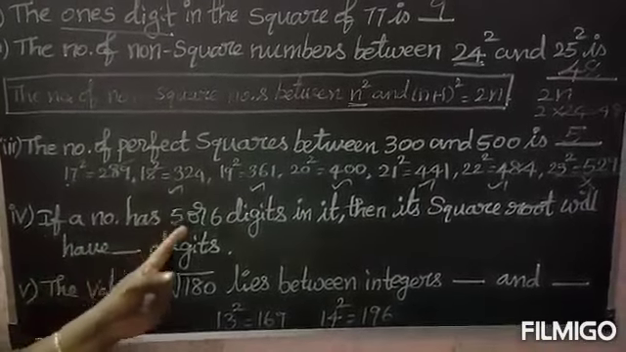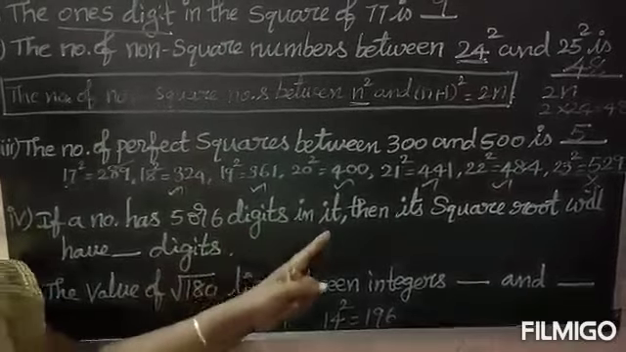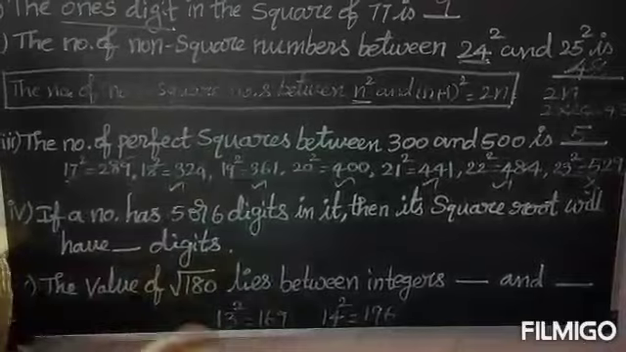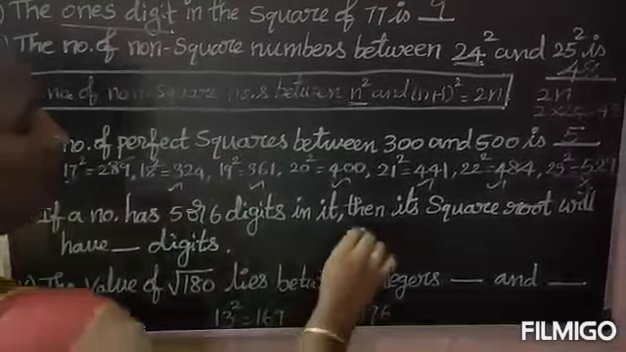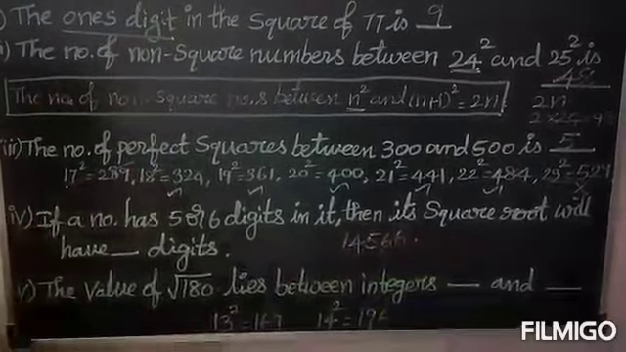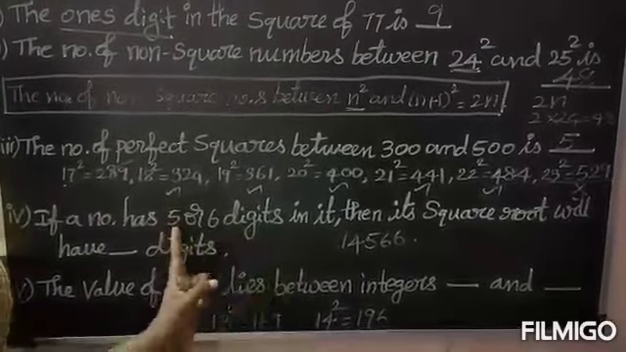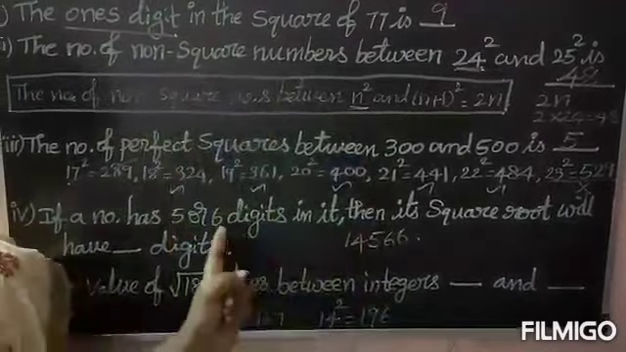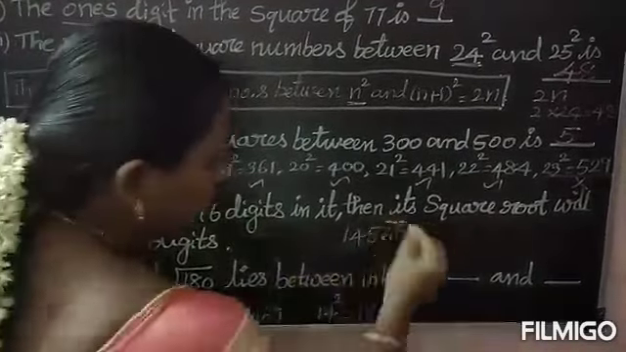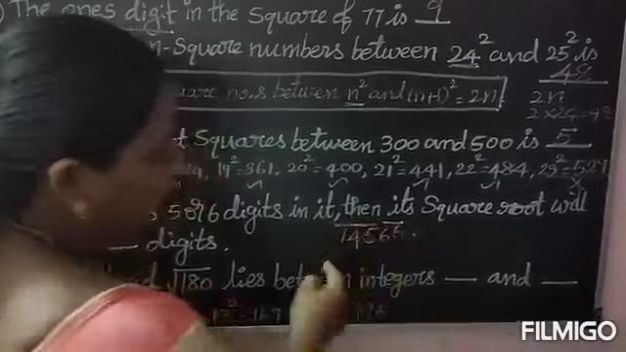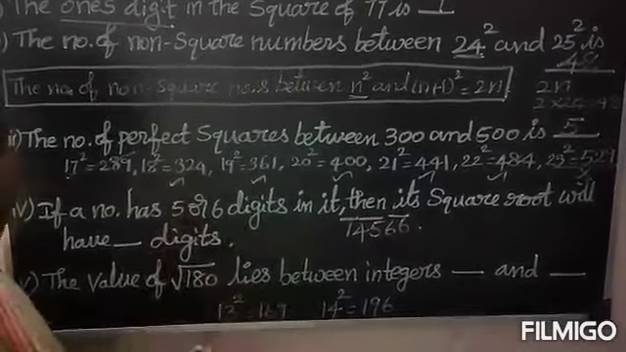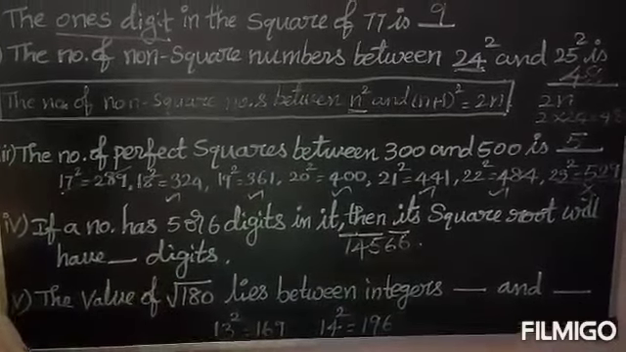Next, fourth one. If a number has 5 or 6 digits in it, then its square root will have dash digits. So suppose we take one number that is a 5-digit number. This number has 5 digits. We are going to find the square root of this number. Now what will you do? You have to place the bars. So 1, 2, 3. How many bars you got? 3 bars. Then the square root will contain 3 digits in it.